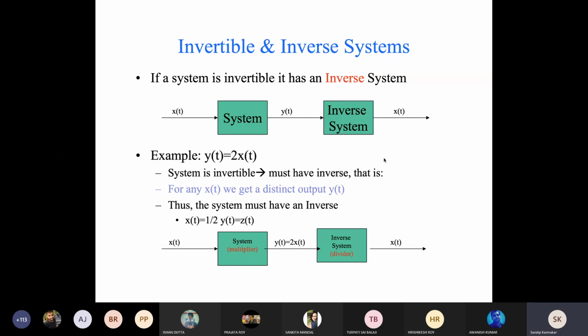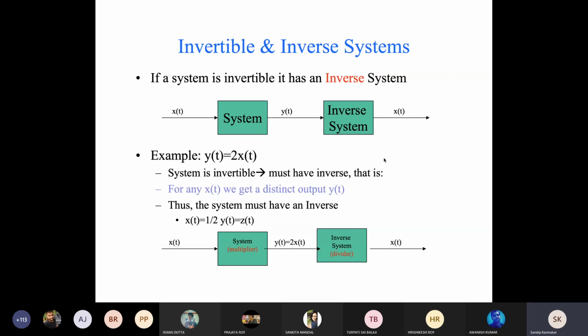Invertible and inverse systems. If a system is invertible, it has an inverse system. So x(t) gives output y(t), and the inverse system takes y(t) and gives output x(t).